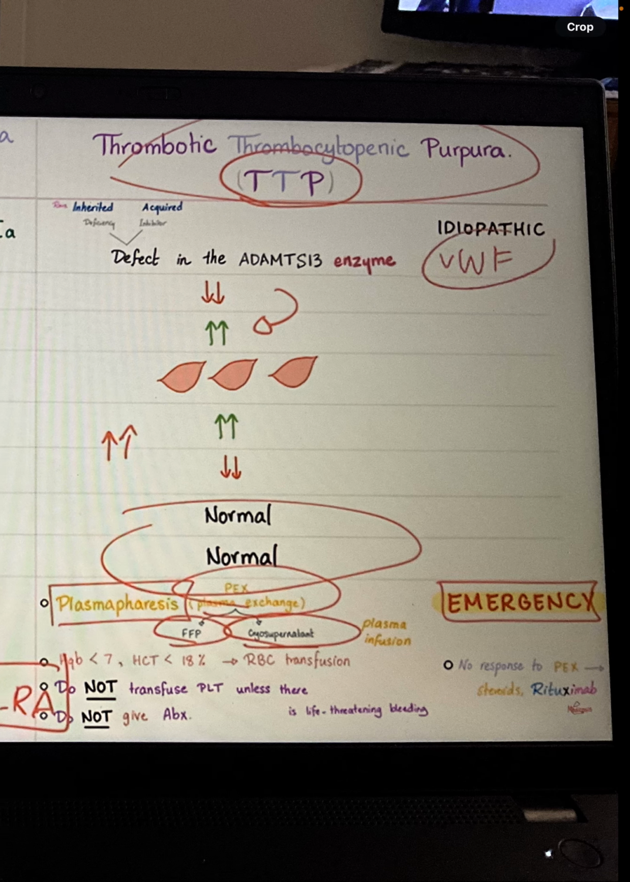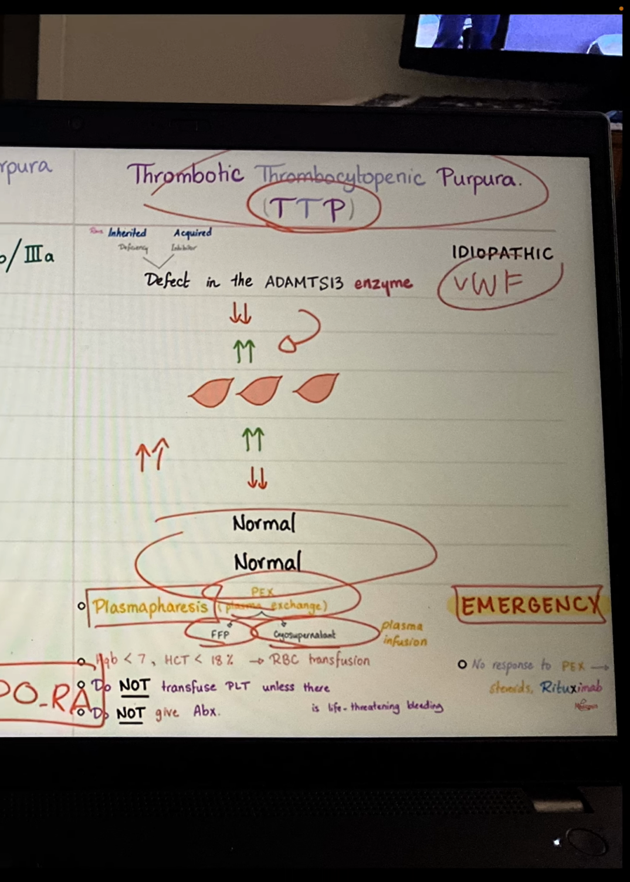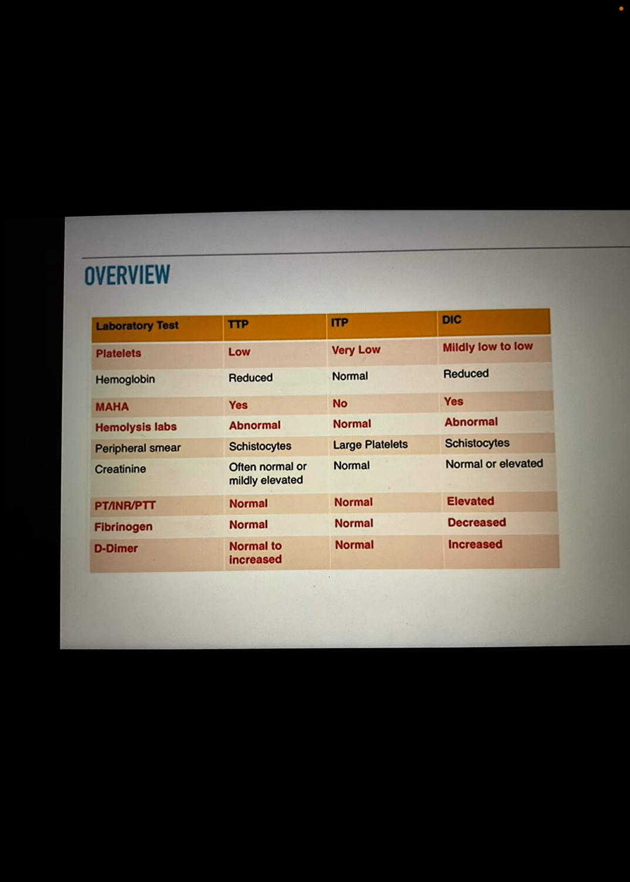And in TTP, we'll give plasmapheresis. So it is a medical emergency. We'll go for plasma exchange with the fresh frozen plasma and cryoprecipitate-poor supernatant. We do not transfuse platelets unless there is life-threatening bleeding going on. We do not really transfuse platelets directly because there was a defect in ADAMTS13, so there was already thrombosis going on. So we are not going to give more and more platelets. We'll just try to do plasma exchange so that it balances, and we do not give antibiotics in them, not even in HUS, not even in TTP.